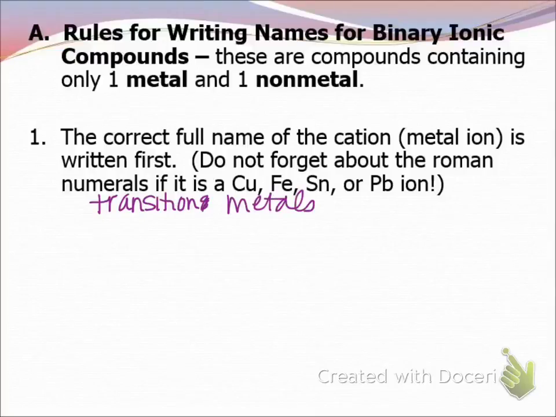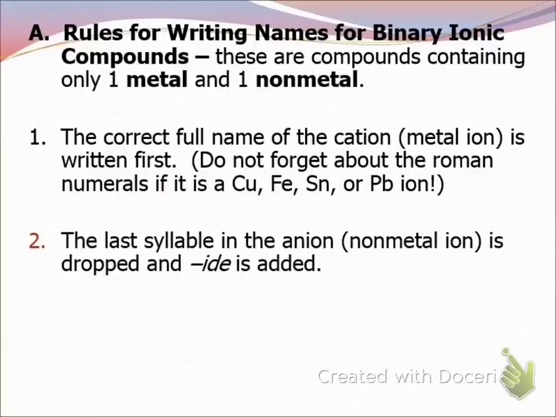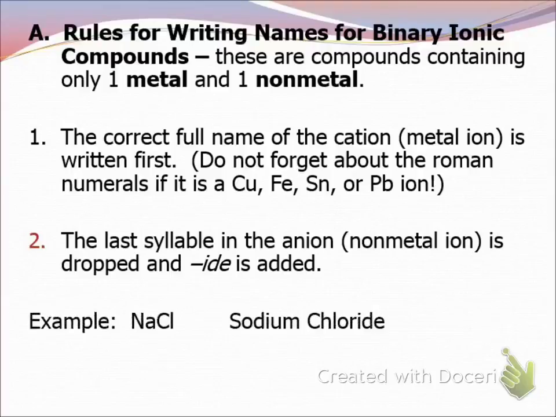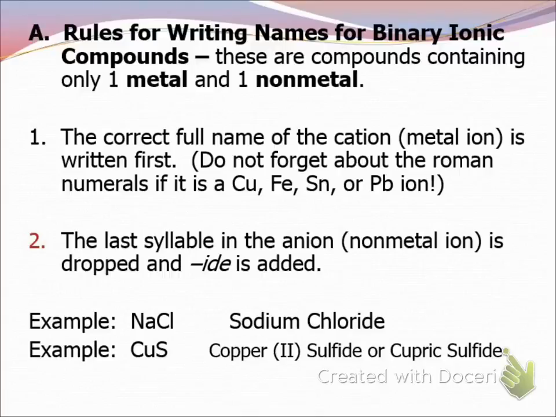And so you have to be able to include that Roman numeral, with the exception of zinc, which is always a +2, and silver, which is always a +1. So we will not give those two Roman numerals. So you have to know those two exceptions, okay? Then comes the anion. The last syllable is changed to -ide. So if I have chlorine, I change it to chloride, just like we did in molecular. Okay, so for example, sodium and chlorine would become sodium chloride.